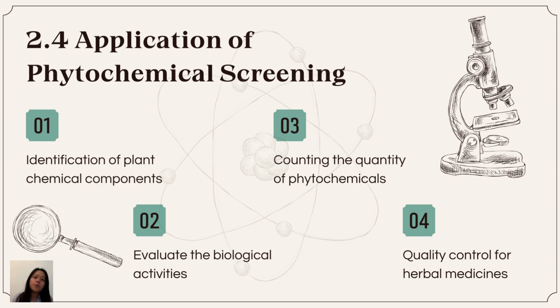One, identification of plant chemical components. Phytochemical screening will help medical fields by identifying the chemical components of plant extracts, for example, flavonoids, steroids, terpenoids, saponins, and tannins.